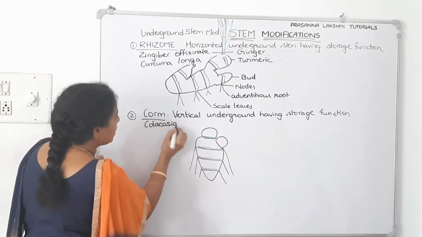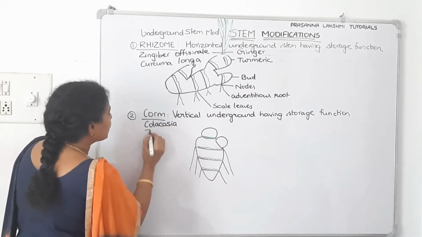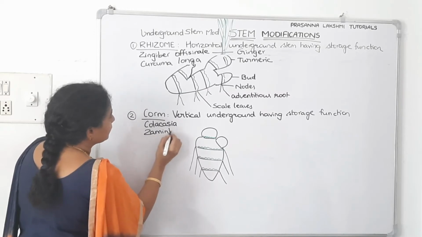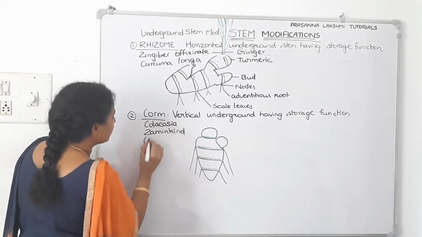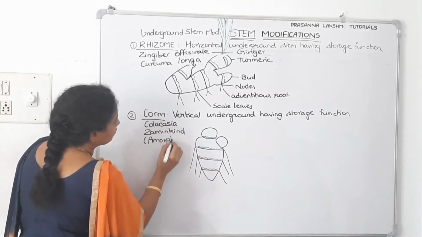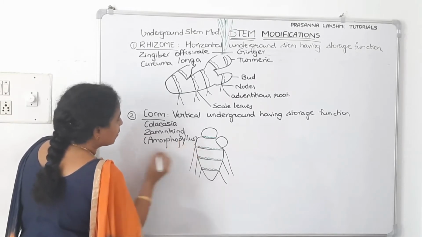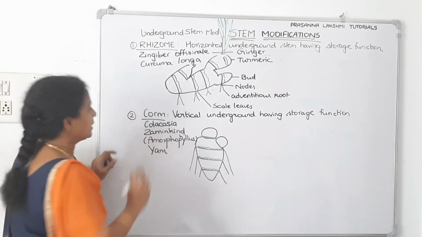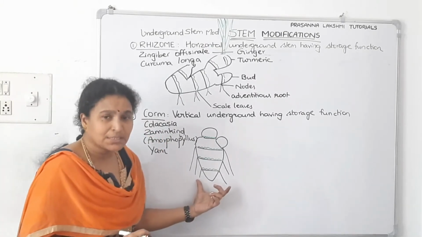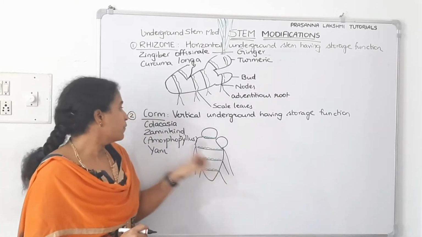Arabi we tell it in Hindi. And next one is zamikand is one example, which is called Amorphophilus. Okay, yam is another example. So it is a storage stem, it is swollen and it is a vertical stem.